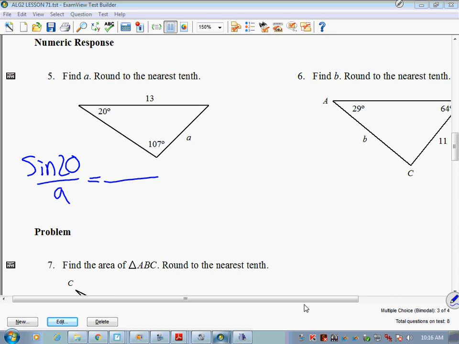All right, let's finish it off. Okay, what goes top right? Not sine 13, sine 107, because it's always going to be sine of my angle. Okay, what goes on the bottom? 13, there you go. Okay, what am I going to put into my calculator? How am I going to rewrite this, Diana? Sine 20 times 13, so that's 13 sine 20, right? Is that the same thing? Now what? Divided by sine 107.